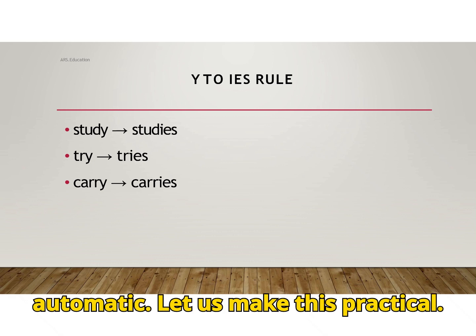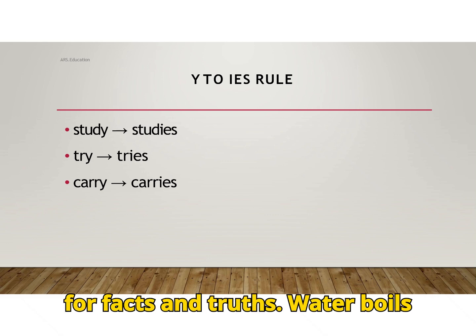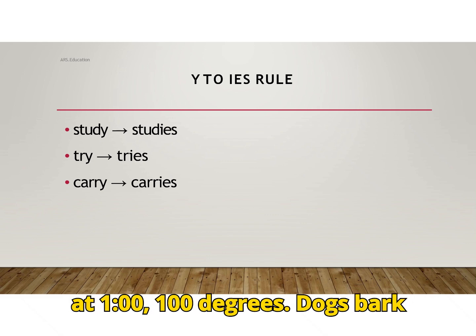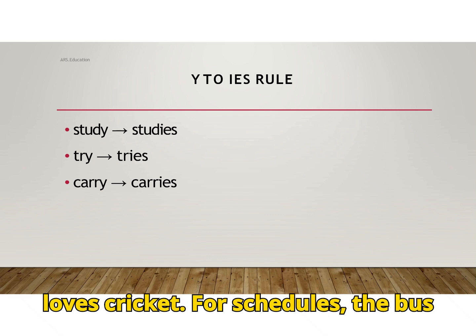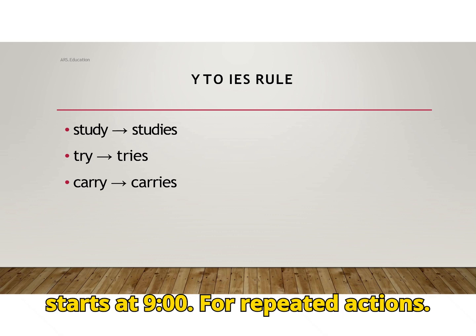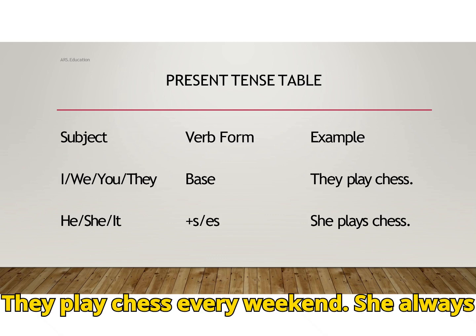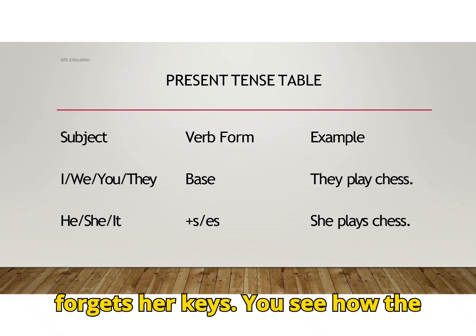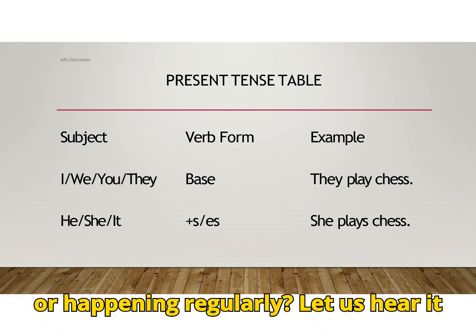Let us make this practical. For daily routines, I wake up at 6, she goes to school. For facts and truths, water boils at 100 degrees, dogs bark. For feelings, I like music, he loves cricket. For schedules, the bus leaves at 7 p.m., the movie starts at 9. For repeated actions, they play chess every weekend, she always forgets her keys. You see how the present tense shows what is normal, true, or happening regularly.